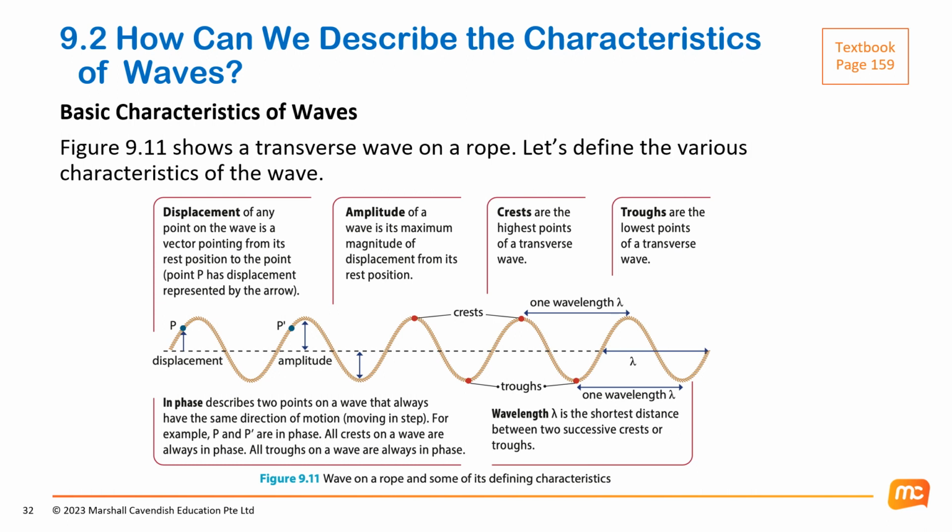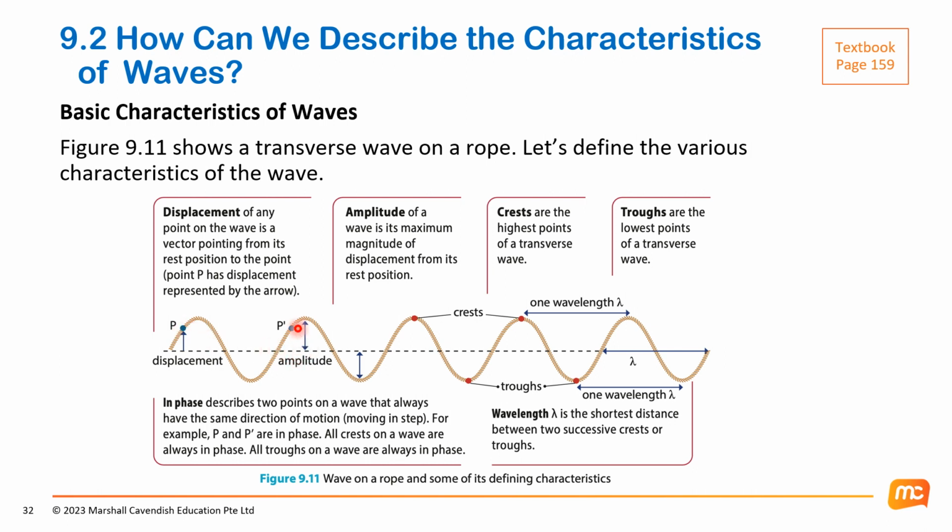So now let's define the characteristics of a wave. This is a picture, a snapshot of a transverse wave on a single rope, and let's now define these characteristics. You can see here that the displacement of any single point on the wave is this vector, because we know that displacement is a vector, from the rest position to where it is. So the displacement for this point P would be from the equilibrium position all the way to where the rope actually is.